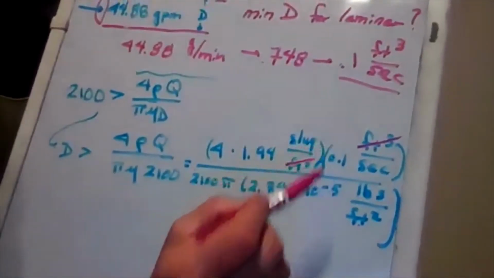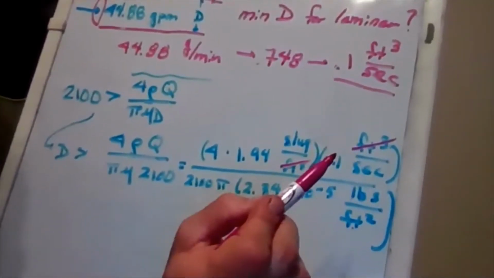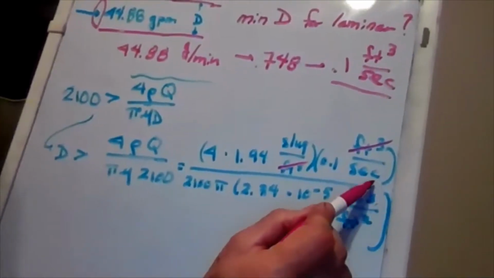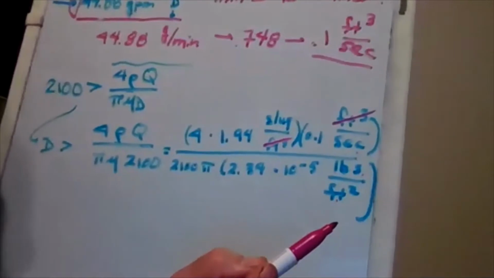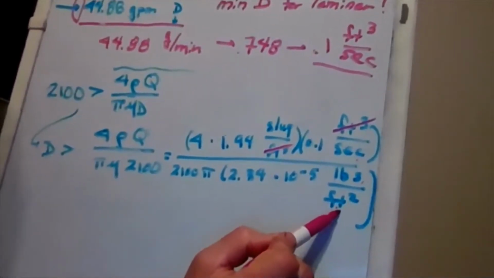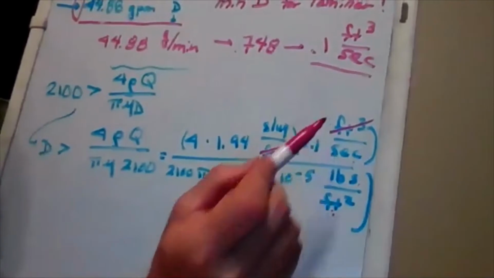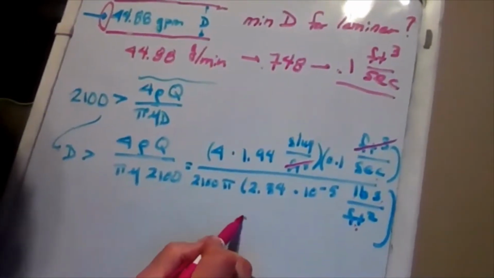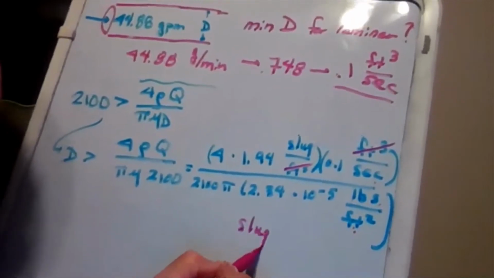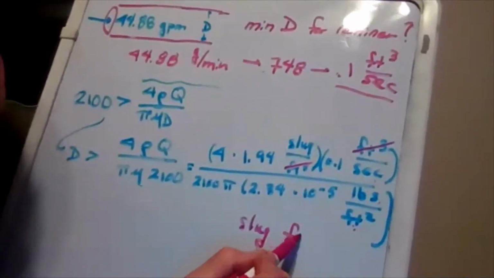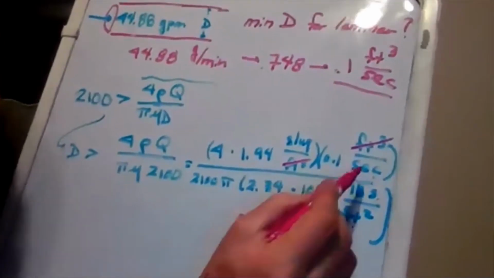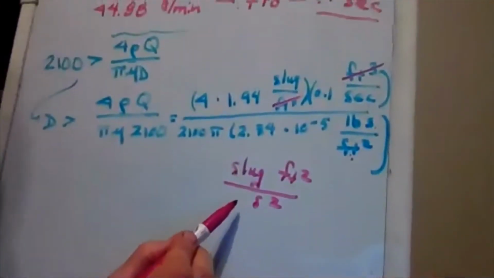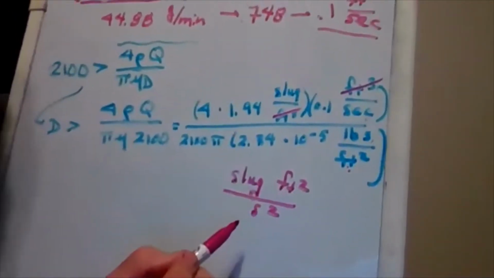Okay, so we want a foot in the numerator, and we want a second squared in the numerator. Well, this second and this second combine to give a second squared, so that's looking pretty good. How about this foot squared here? It ends up flipping up to the numerator. So I'll just go ahead and write out what we've got in the numerator. We've got a slug. That foot squared becomes a foot squared in the numerator. And then we've got a second there and a second there, and we have a second squared.